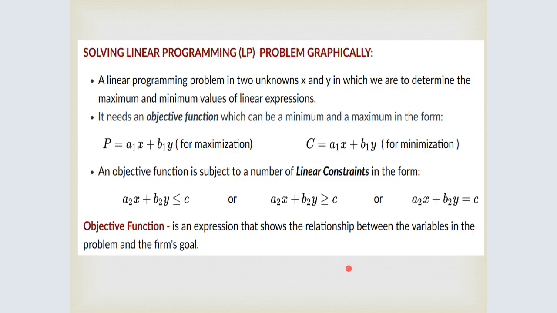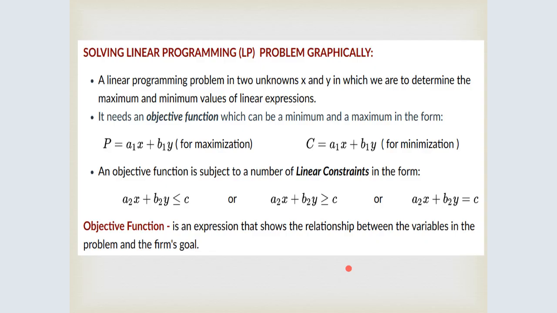So how do we solve a linear programming problem graphically? LPP also stands for linear programming problem. A linear programming problem has two unknowns, let's say x and y, in which we are to determine the maximum and minimum values of a linear expression. So it needs an objective function, which can be a minimum or a maximum, in the form of letter P, that would be P = a sub 1 x plus b sub 1 y for maximization.